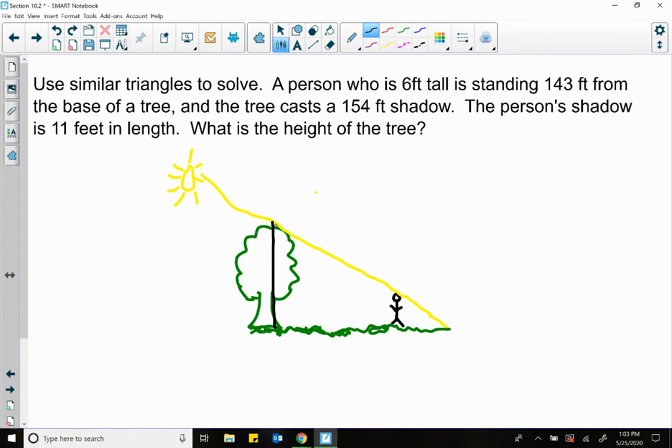So you got this big triangle right here, and you got this small little bitty triangle right there. Since the sun is hitting us at the same angle, this angle and this angle are congruent to each other. And then we are right triangles because we stand perpendicular to the ground, hopefully. So there's your other congruent angle. So these two triangles are similar because of angle-angle similarity.